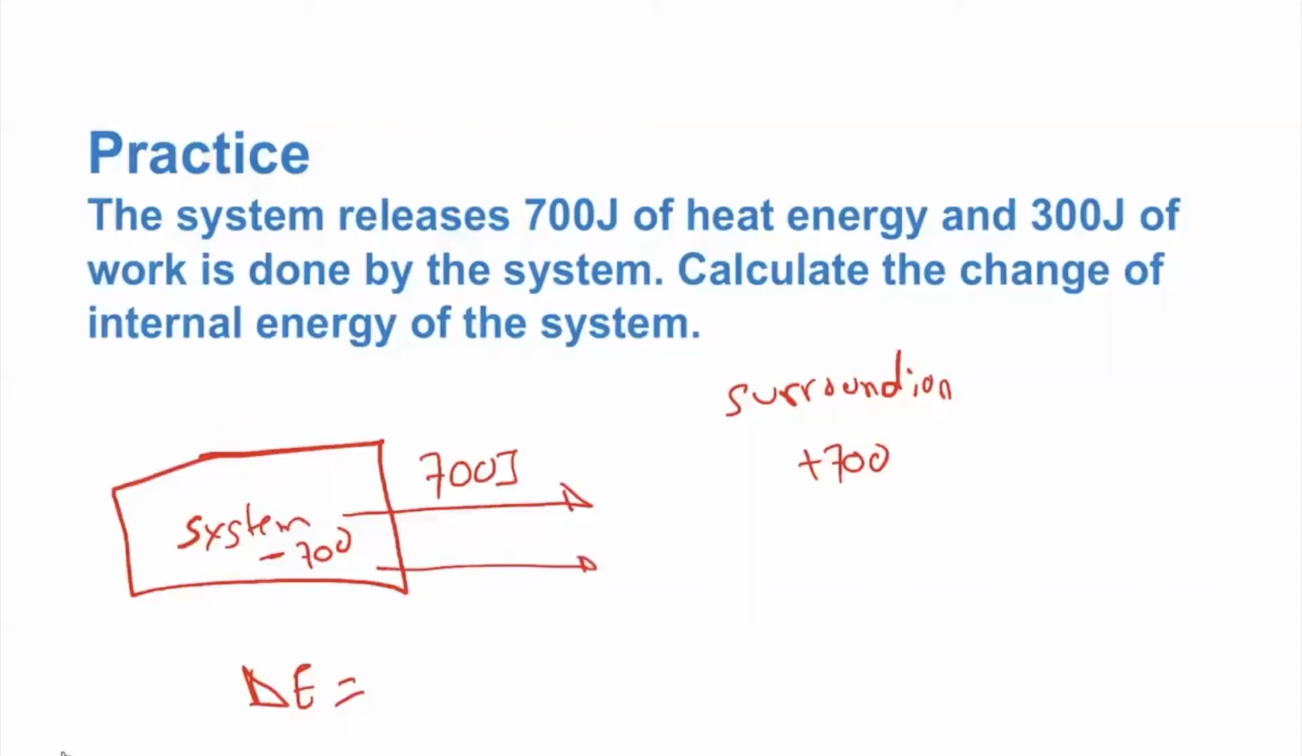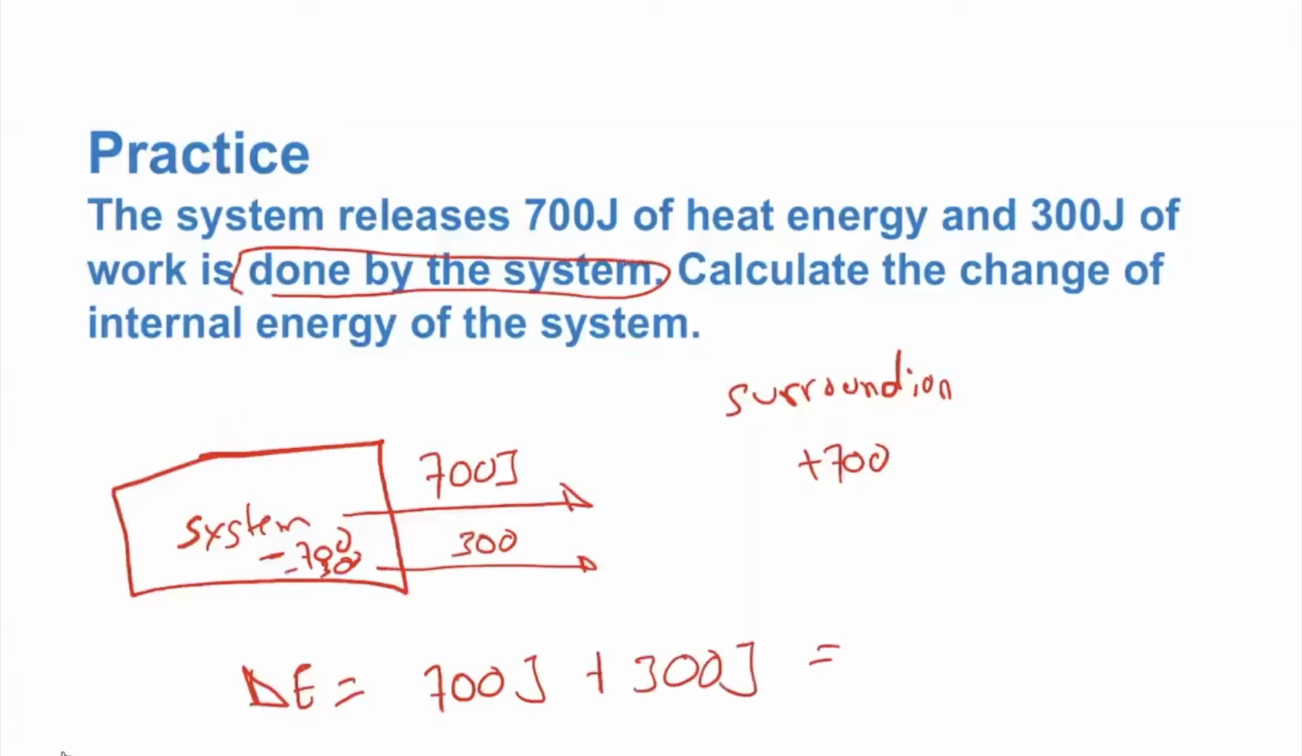So this is going to be 300 done by the system. So the system is the one doing it. So it's going to lose 300. Okay, so basically the way you're going to do this is 700 joules plus 300 joules. That's going to be 1000, right? That's for the surroundings because this is gain for the surroundings.